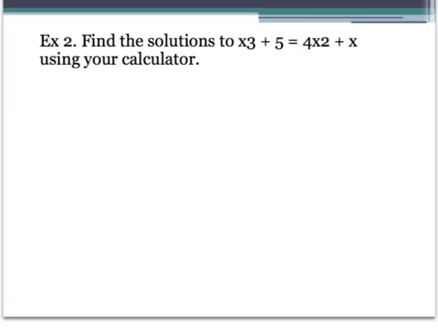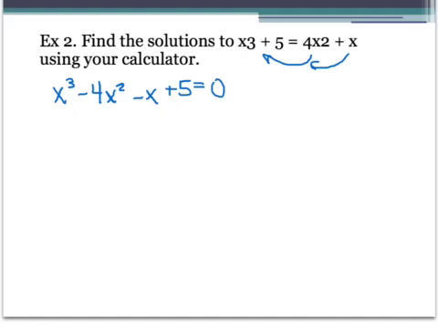Okay, example 2 says find the solutions to x cubed plus 5 equal to 4x squared plus x using your calculator. So the very first thing you want to do is make sure, again, that your equation is set equal to 0. So I'm going to subtract the 4x squared and subtract the x, move it over to the other side. If I have any like terms, I would combine them. In this example, I do not have any like terms, so I'm okay there.